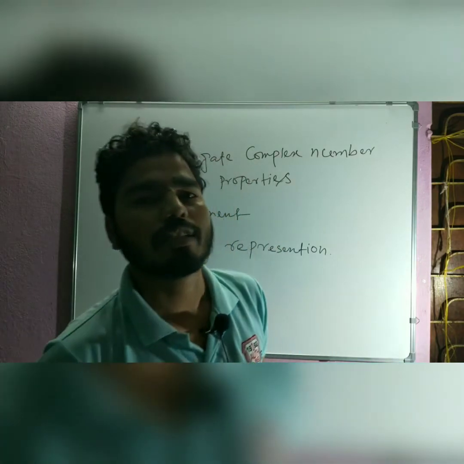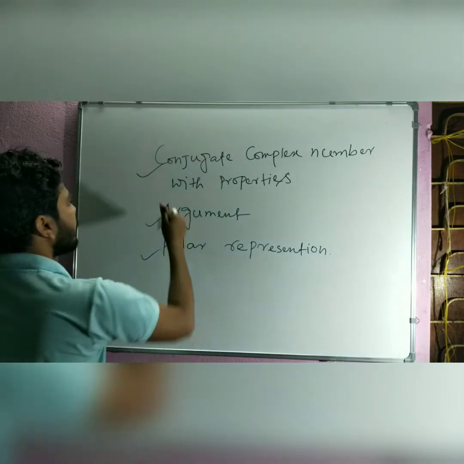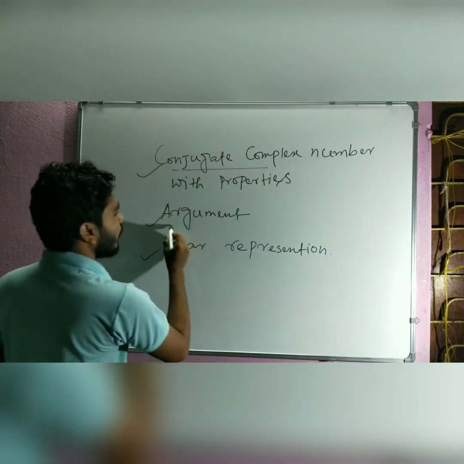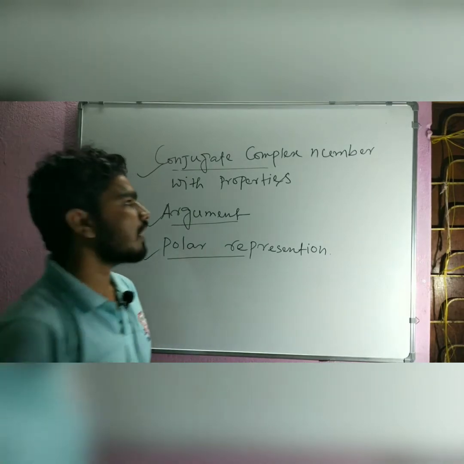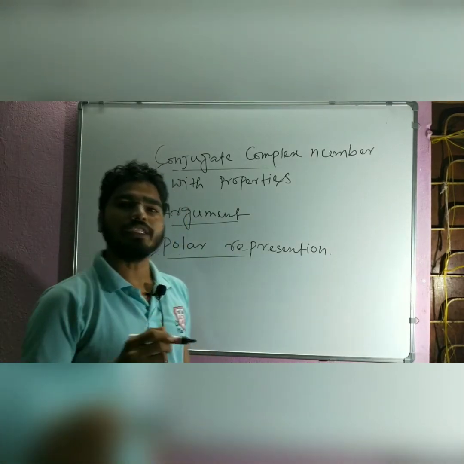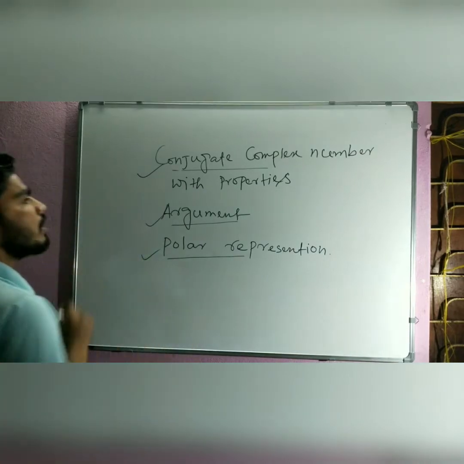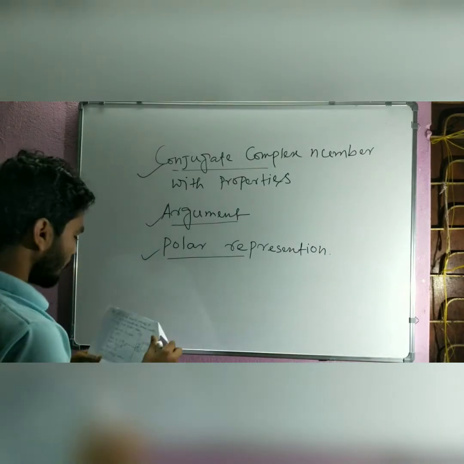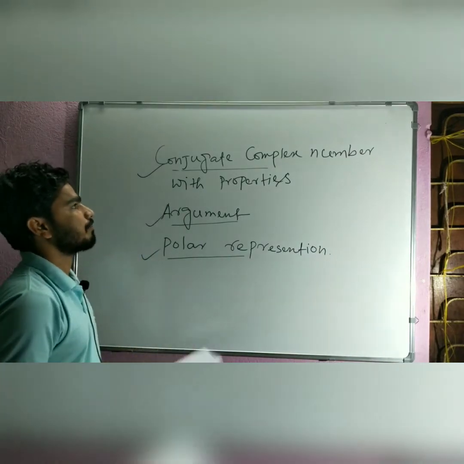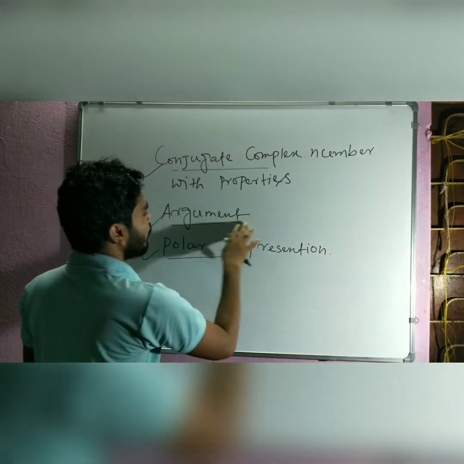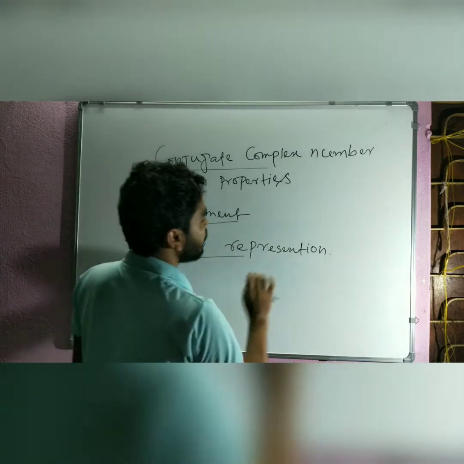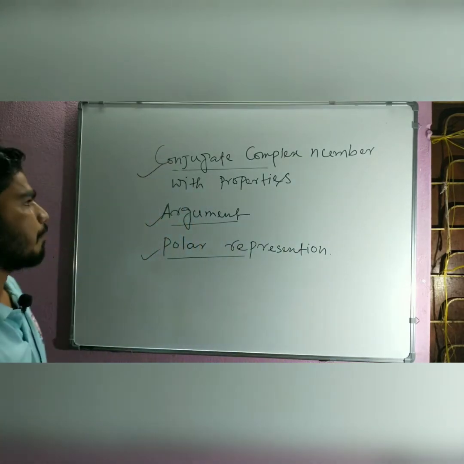Today we discuss three topics from complex numbers: conjugate of a complex number, argument, and polar representation. Every topic is discussed very easily, continuing from my first video, Complex Number Part 1. Today we discuss the conjugate of a complex number, the argument of a complex number, and the polar representation of a complex number.